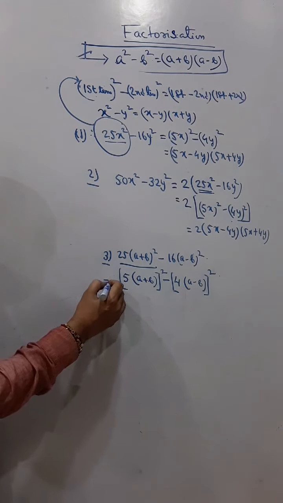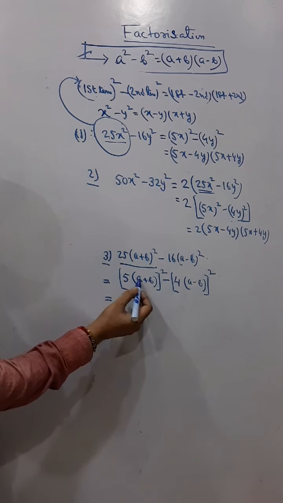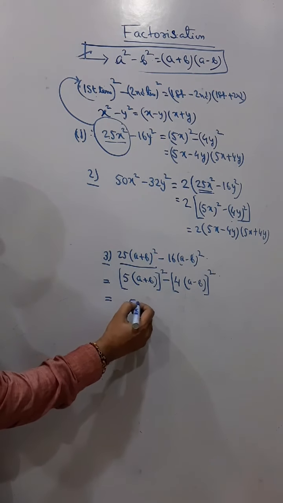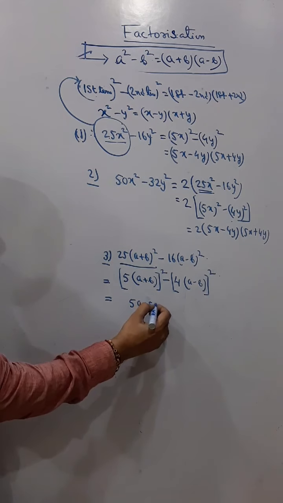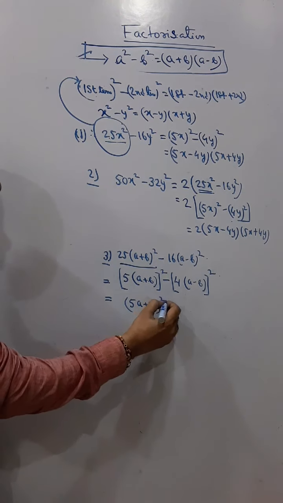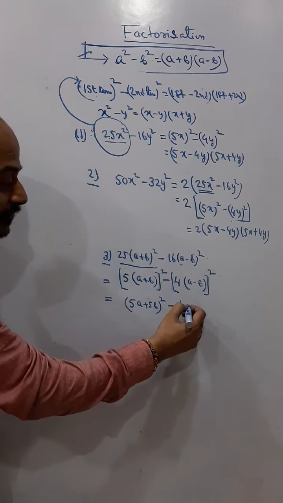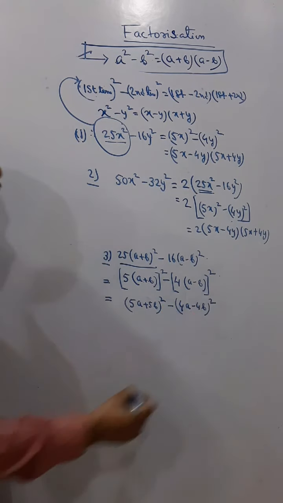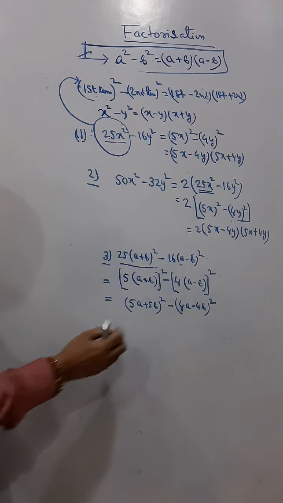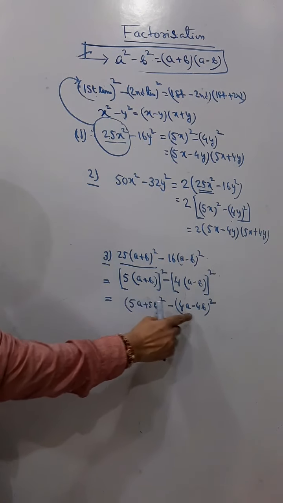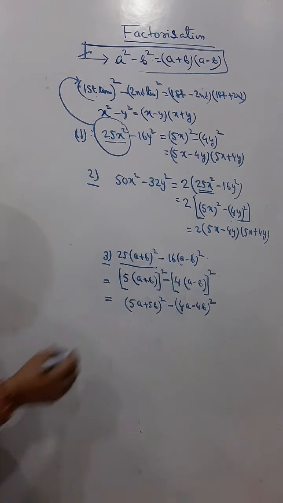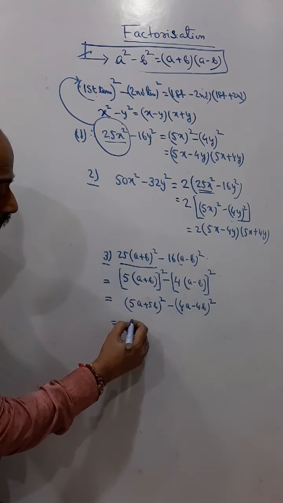Now I will multiply this 5 with this. So what I get? I get 5(a plus b) whole square minus 4(a minus b) whole square. And now this came in the form of a square minus b square, and that is (a minus b)(a plus b), right? So now I will write like this.